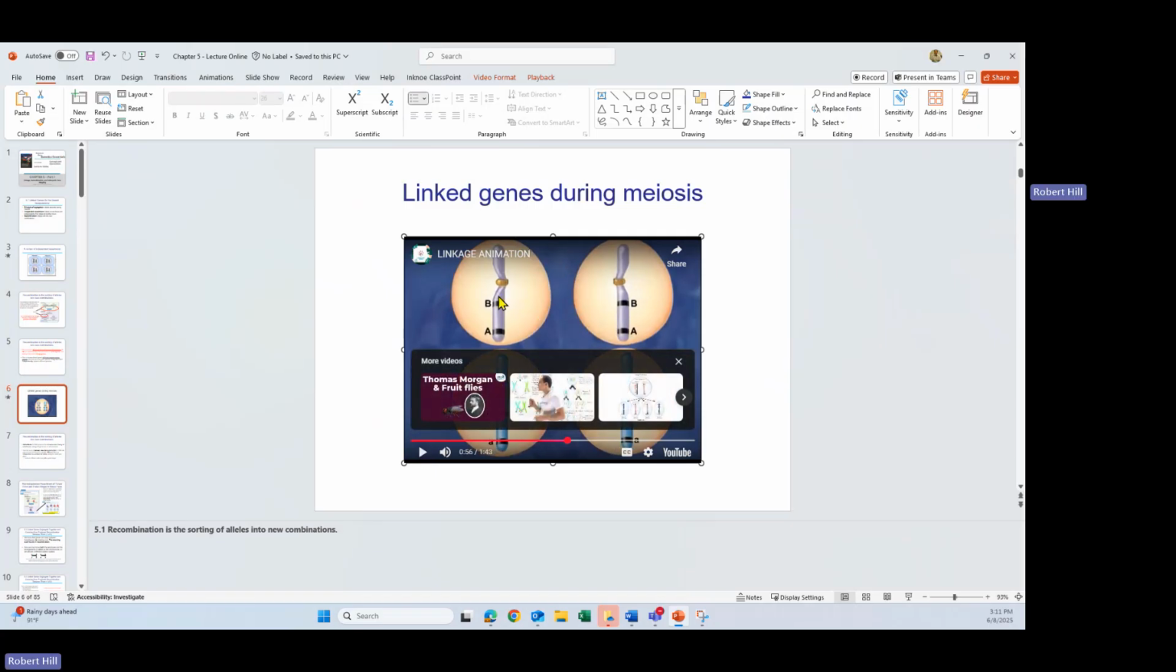All right, so A and B are said to be linked, because they have assorted together. They've gone not independently, but dependently. B is depending on A and A is depending on B. Now, the video is going to take it a step further and show how crossing over can actually restore that independent assortment. And again, a big part of this chapter is looking at how that occurs.